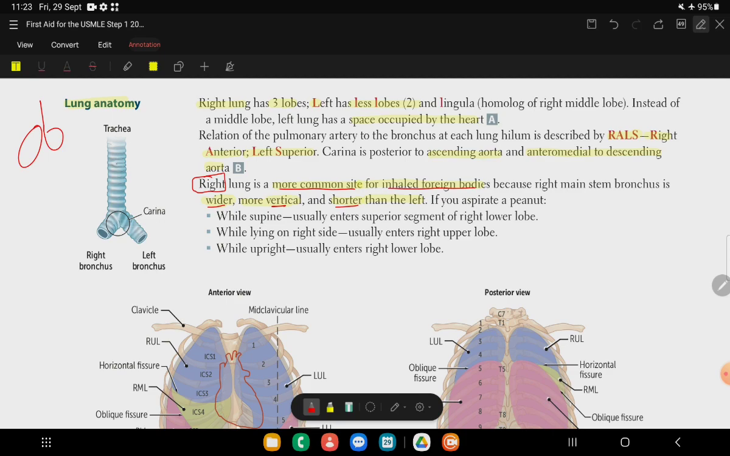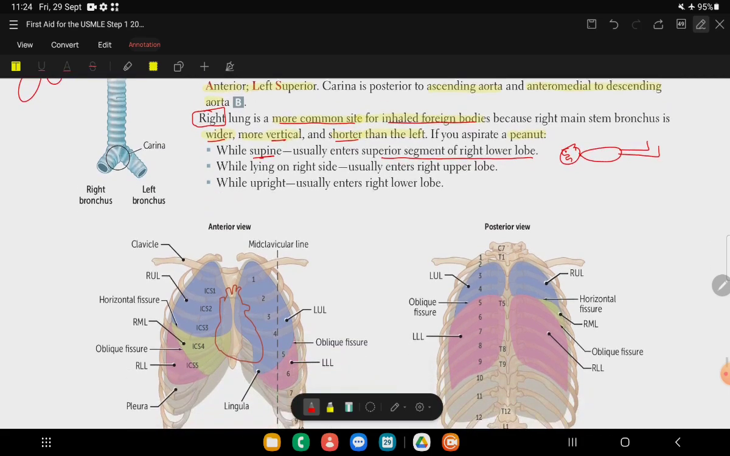Now let's talk about the condition when we aspirate a peanut. While supine, so if the person is lying down like this, it usually enters the superior segment of the right lower lobe.